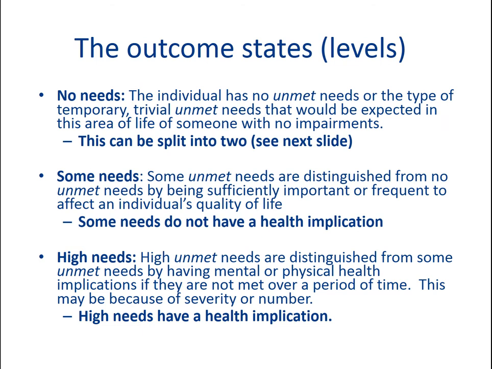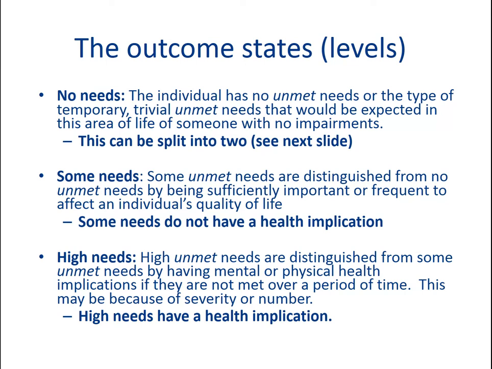So starting with the 3 outcome states, broadly speaking, the top level, or the top 2 levels, depending on which measures you're using, are trying to capture a situation in which the person receiving services has no unmet needs in this area of their life. This might be because they are able to take care of their needs themselves, or because services are in place and meeting those needs for them.